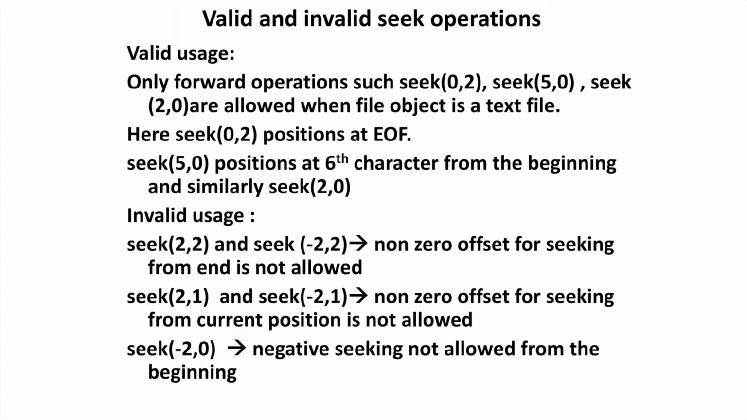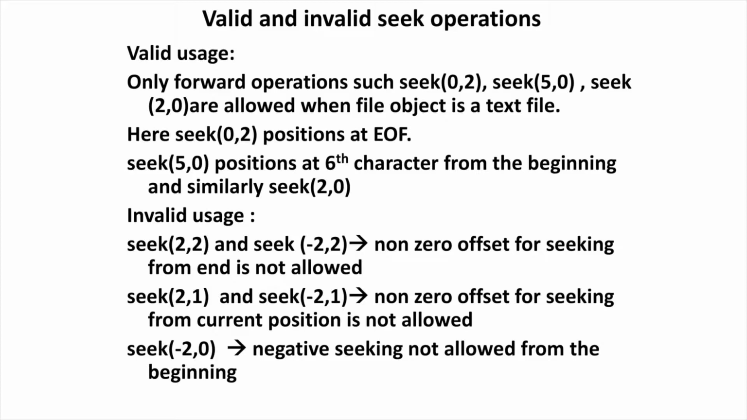Some invalid usages are seek(2,2) and seek(-2,2). Non-zero offset for seeking from the end is not allowed. Similarly, seek(2,1) and seek(-2,1). Here again non-zero offset for seeking from the current position is not allowed. Again seek(-2,0), here negative seeking is not allowed from the beginning.